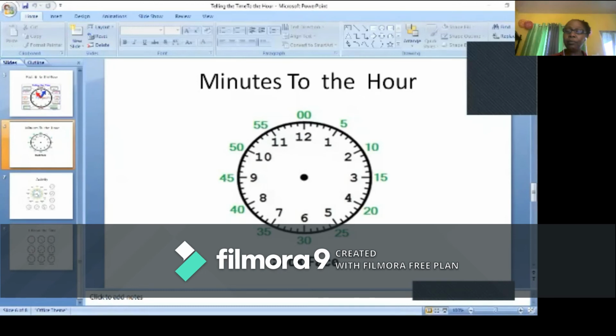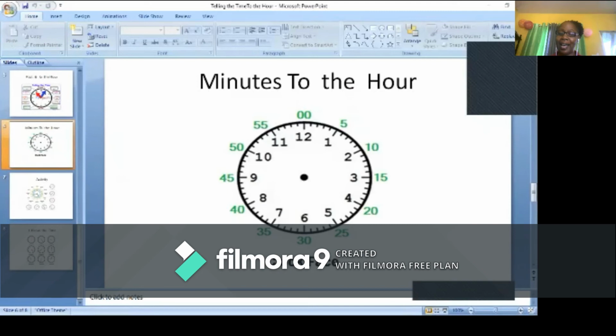Now, put that long hand on the 11 and make sure the short hand is pointing exactly on the 2 now. The short hand is getting ready for the next hour. Let us count the minutes all the way around to the 11 where the long hand is. Let us go. 5, 10, 15, 20, 25, 30, 35, 40, 45, 50, 55. Very good. So it is 1:55. How many minutes are left now between the 11 and the 12? 5 minutes. So we could say 5 minutes to 2.